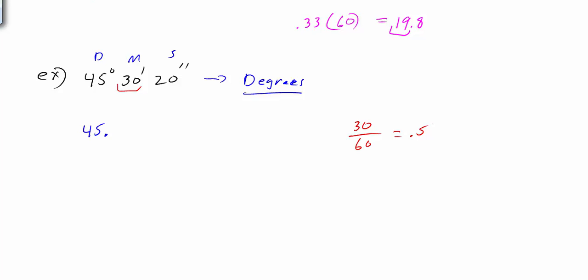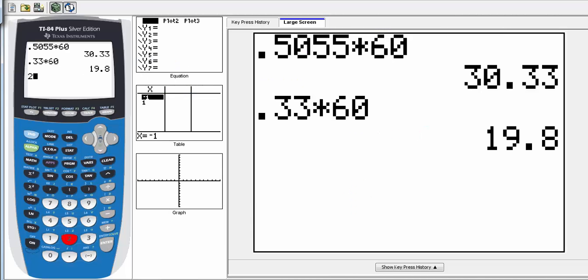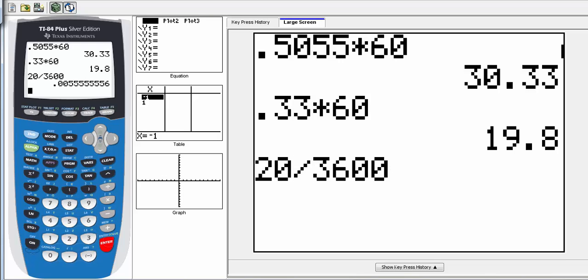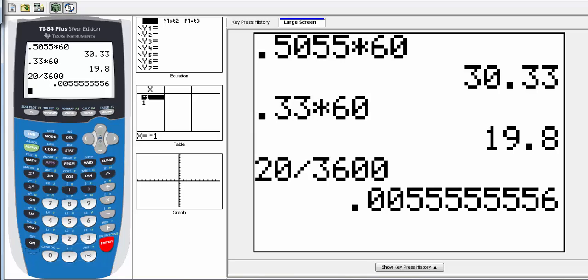And then we're going to take the 20 seconds. Now be careful, this is the part that may be a little confusing. We're not going to divide by 60 because remember, 60 times 60 is 3,600. So we're actually going to divide by 3,600. So if we take 20 divided by 3,600, we get 0.00 and then 5 repeating.